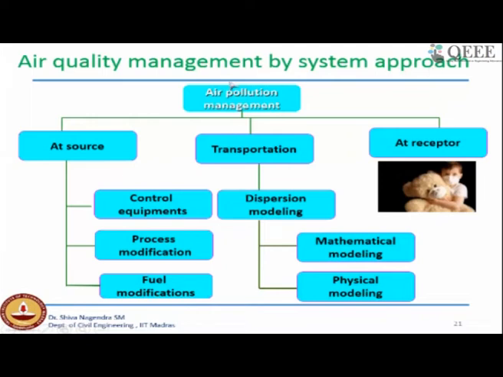Okay, next coming to air quality management by a system approach. Now this is very important. I just mentioned the different sources of air pollution that contribute, and I introduced meteorology. Now we will move towards engineering control. At the source you have some options available to you. You can use control equipment, you can use process modification, you can use fuel modifications.